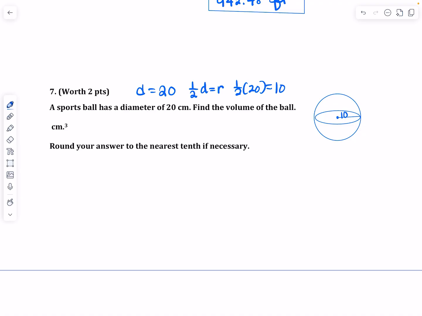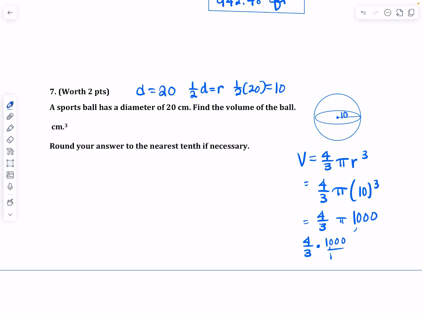Okay, now we need the formula for a sphere. To find the volume of a sphere, it's 4/3 pi r cubed. So I'm going to take 4/3, multiply that by pi, and then my radius is 10, and I'm going to cube that. So when I cube that, it equals 1,000 times pi times 4/3. Now I'm going to multiply 4/3 times 1,000 over 1. And when I do that, I get 4,000 divided by 3 times pi. And that's how I'm going to figure this out.